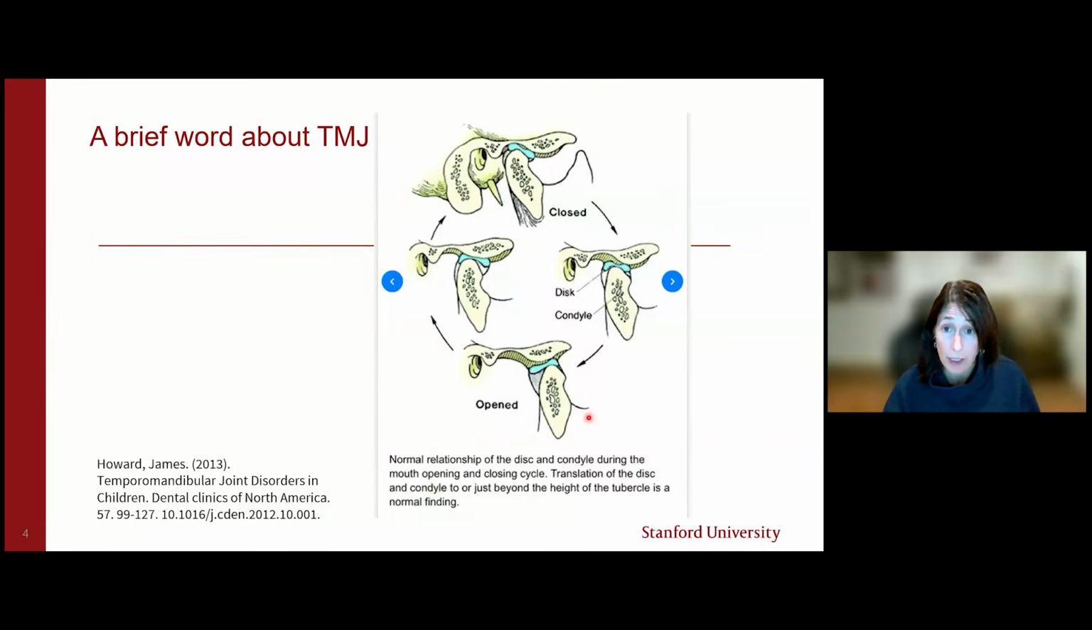A brief word about the joint. So typically we have this normal relationship of the disc, which is in blue here, sliding in and protecting the bones from each other as the jaw opens and closes. So when the jaw is opened, the disc is a little bit pushed backwards, and as the jaw closes, the disc comes forward. And so that's what we call the normal relationship of the disc to the joint. And as that disc moves within the joint, we call it translating. The disc translates through the joint.